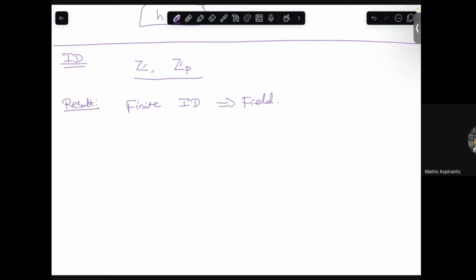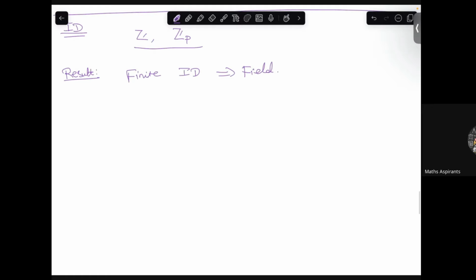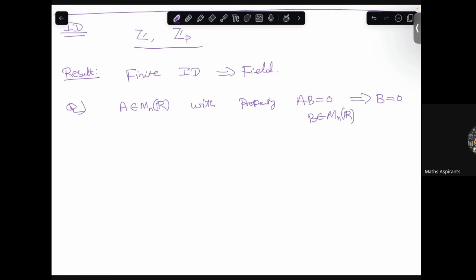But I wanted to use some idea, and looking at the question, you may not get the same technique. For example, I will give you a question in NBHM. A is in Mn of R, an n cross n real matrix, with the property that AB equal to 0 implies B equal to 0, where B also belongs to Mn of R.